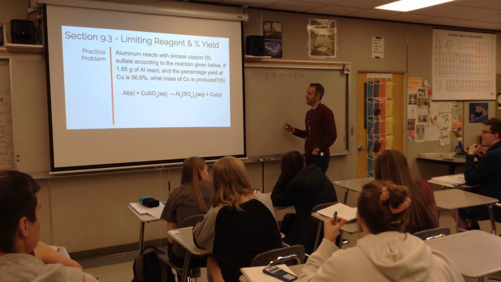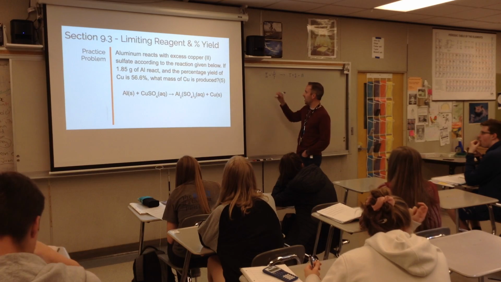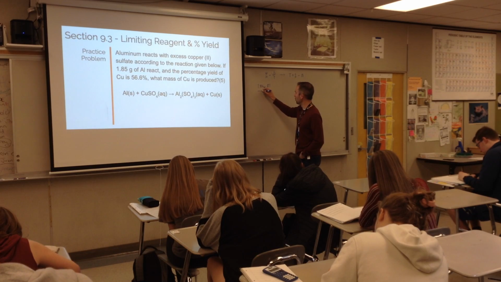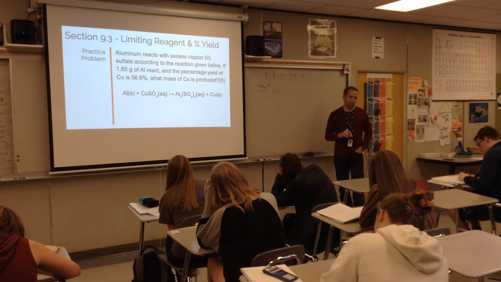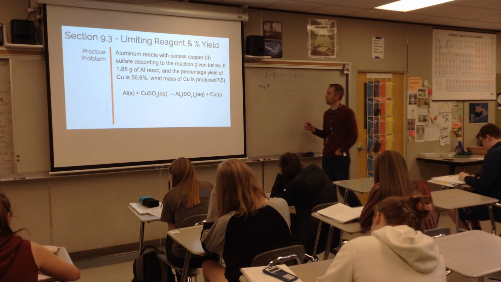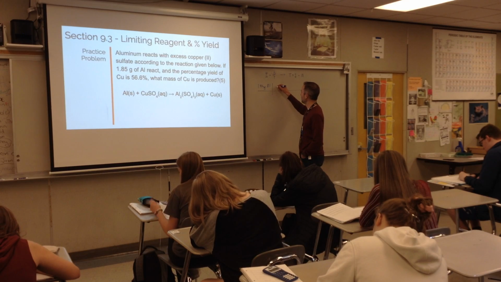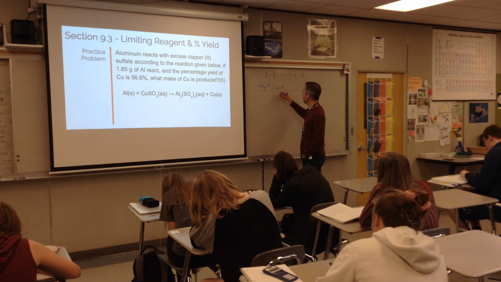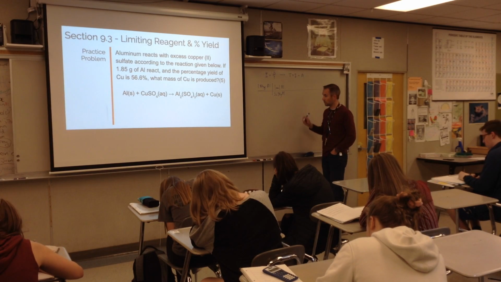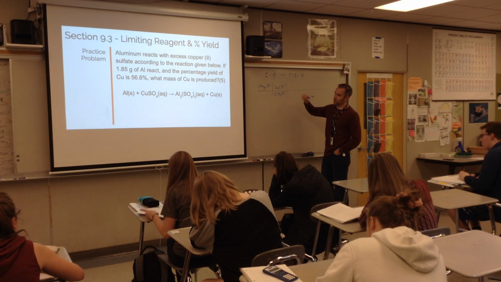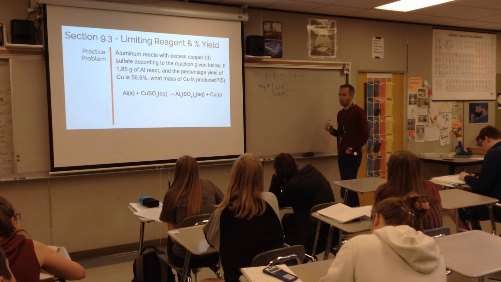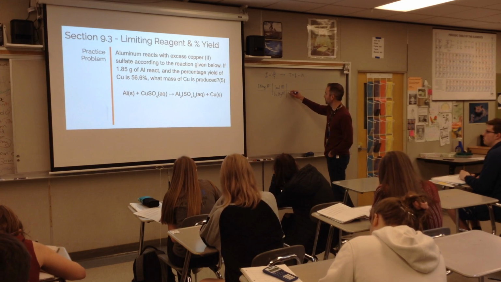Yeah. Alright, so let's start with our given reactant. We have 1.85 grams of aluminum. We're going to go all the way through and figure out our mass of copper that we should be producing. So first thing we have to do is convert from grams to moles. Then we're going to use our mole ratio. That's not the balanced chemical equation, by the way. It should be 2 to 3. Very good.